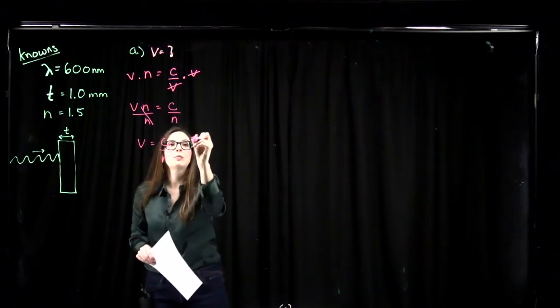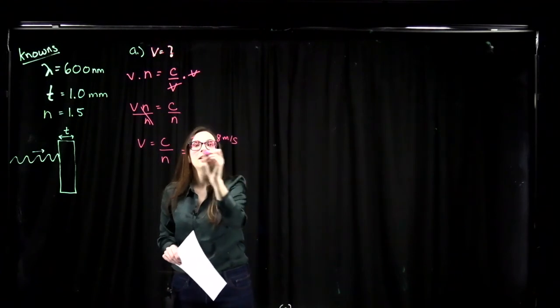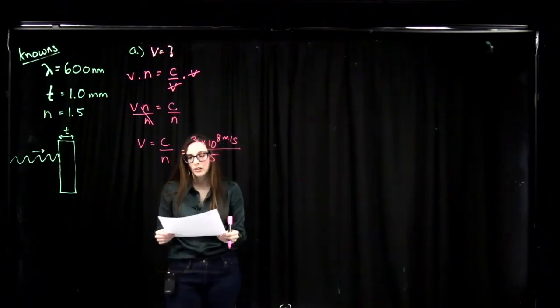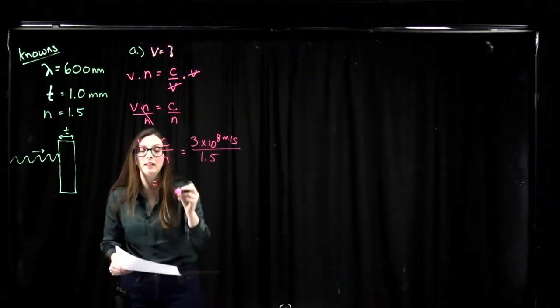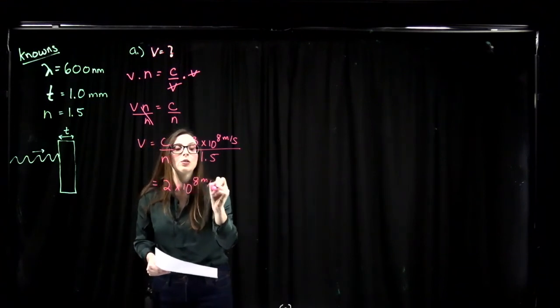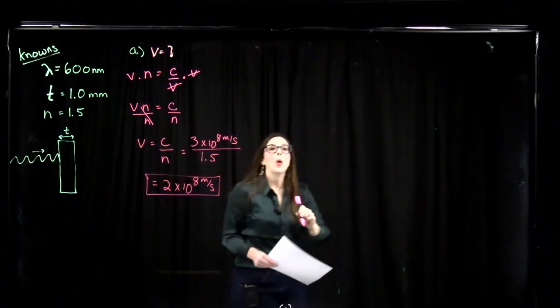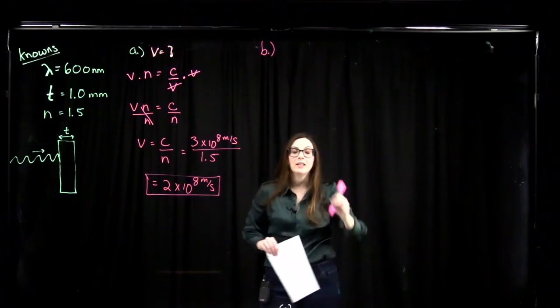So this is just going to be 3 times 10 to the 8 meters per second divided by our 1.5 index of refraction in the glass. And so that tells us that the speed of light inside the glass is 2 times 10 to the 8 meters per second. Okay? So that's part A. Part B, what is the wavelength of the light inside the glass?